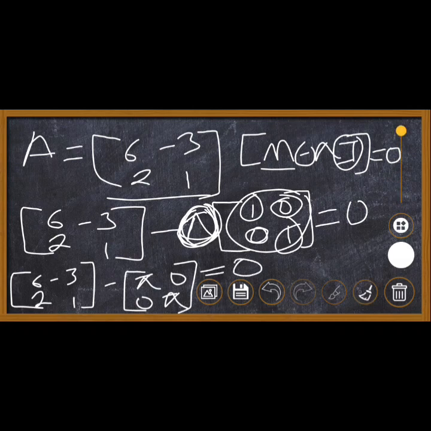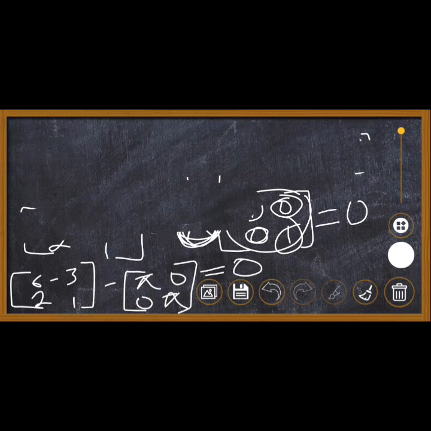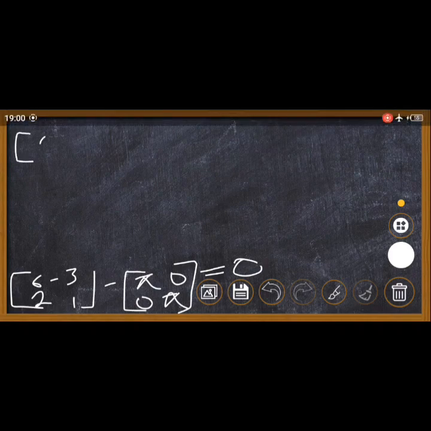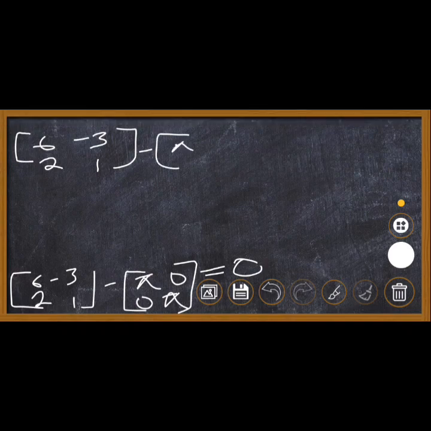So let's just create space here, since we don't need this anymore. Okay, so make sure that you follow whatever we are doing here. Okay, so here we can simplify. Let's also grab this part here for the sake of not being confused. So here we have two matrices. The first matrix is 6 2, then -3 1. We are subtracting π, 0, and then 0 π.